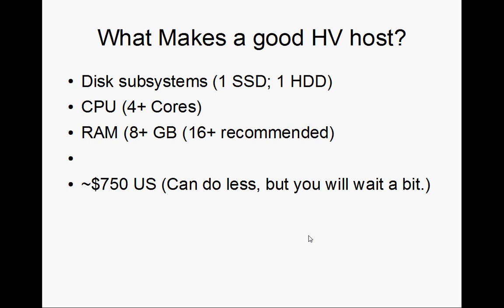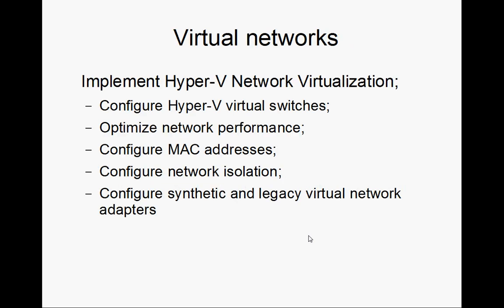So first, I'm not going to just take this in the order that Microsoft suggested, because I think the networks are probably more important. And you can see it says, configure Hyper-V switches, optimize network performance, MAC addresses, network isolation, synthetic and legacy network adapters. So a virtual switch is just that. It's a virtual switch. It doesn't have to be connected to an uplink port, which would be one of the network cards on your Hyper-V server.